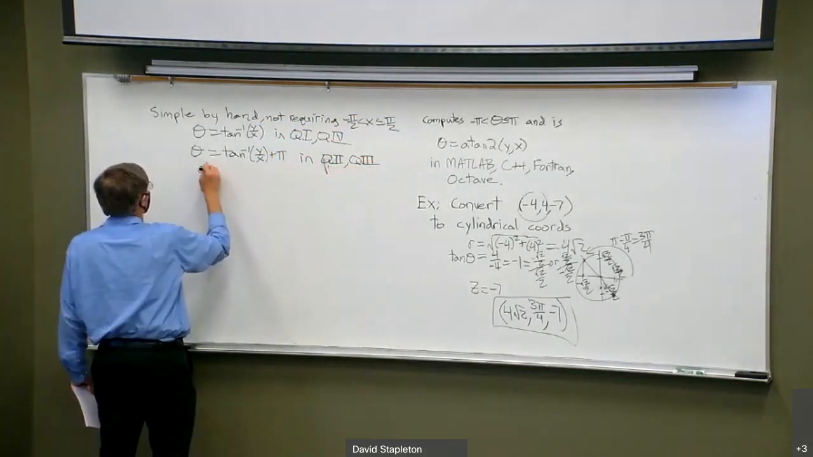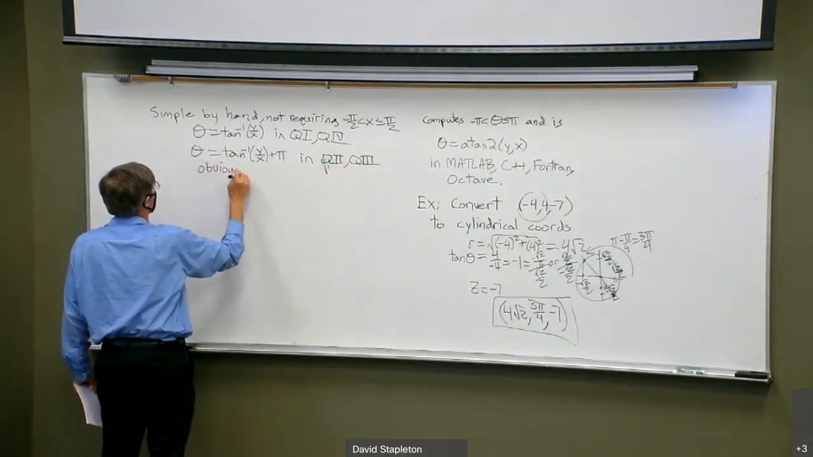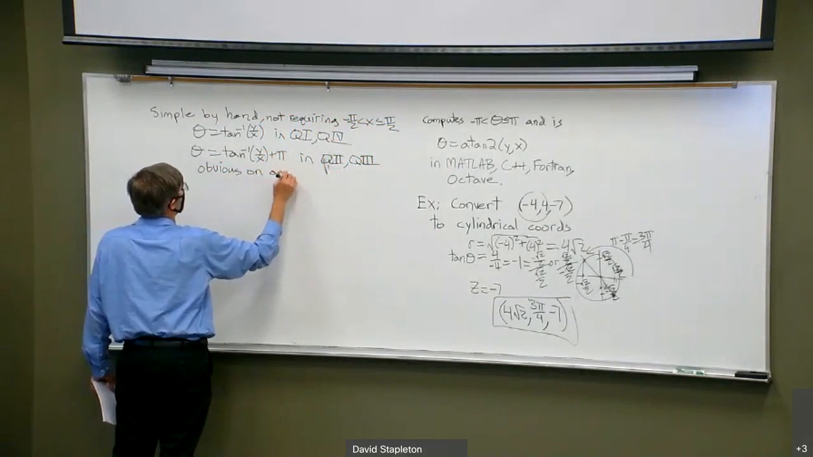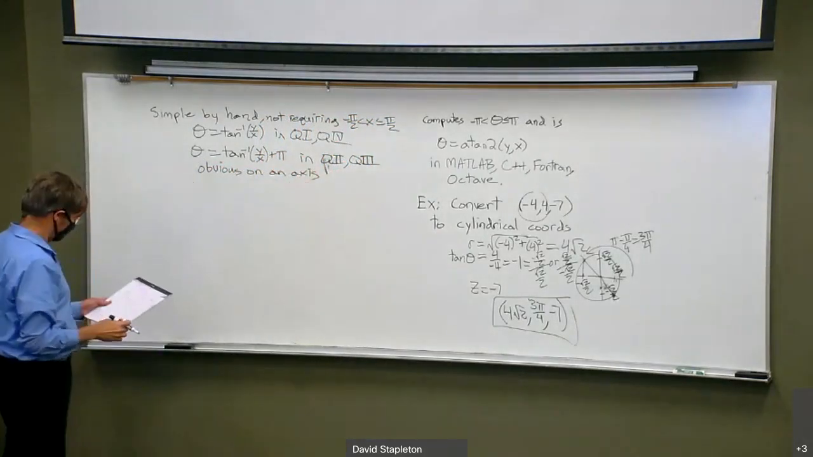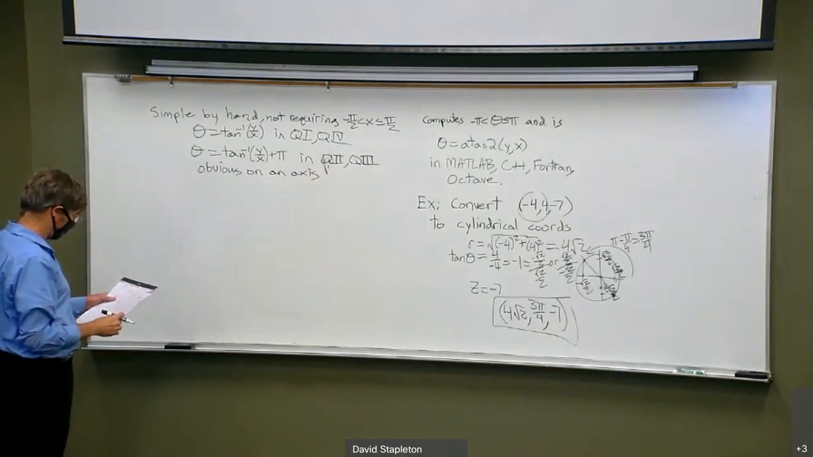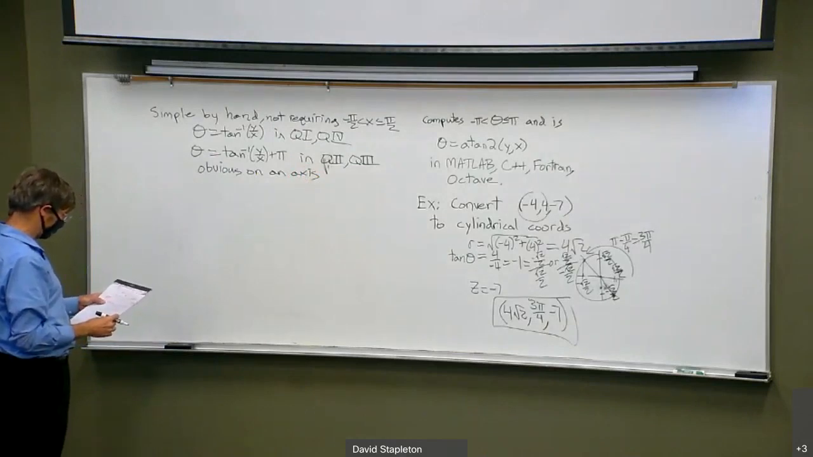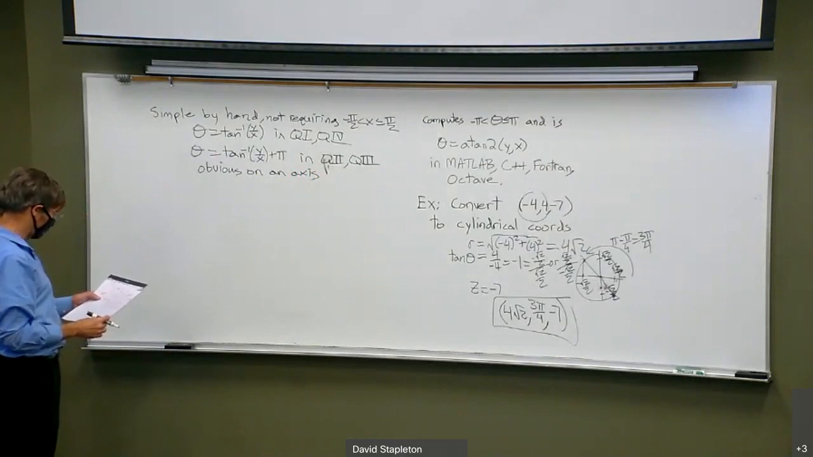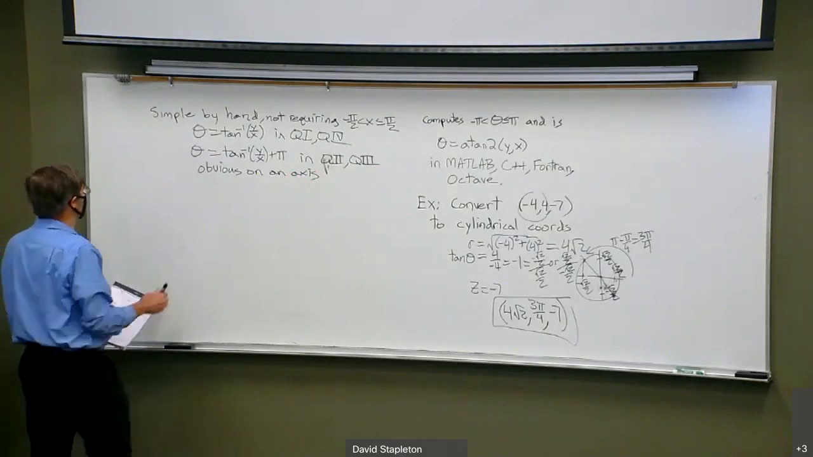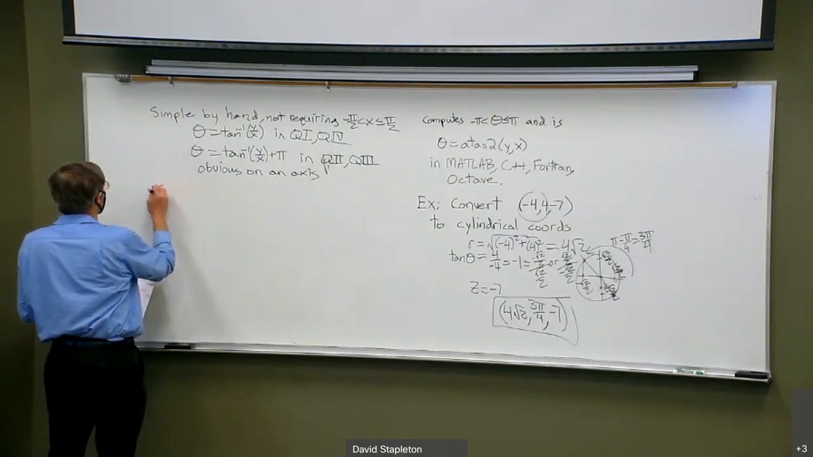Then you say it's just obvious on an axis. There you go. That's what we can do for those. All right, so that's a reminder of cylindrical coordinates. Now we also want to do one more that's very useful, spherical coordinates.